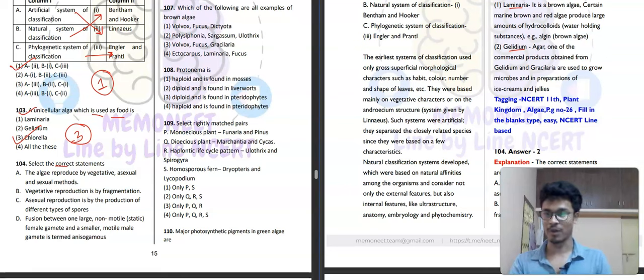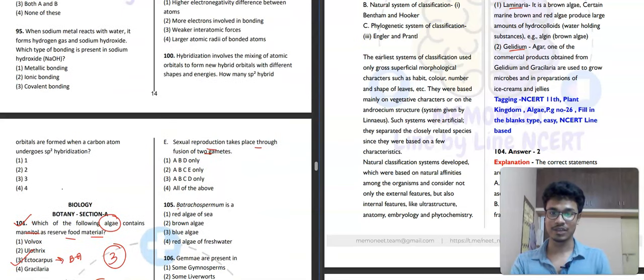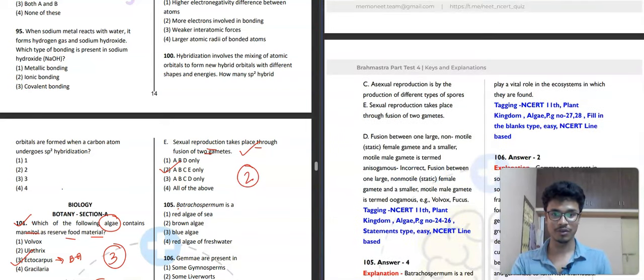Let's go through the statements one by one. Algae reproduce by vegetative, sexual and asexual methods. Yes, it is absolutely correct. Vegetative reproduction of algae is done by fragmentation. It is also correct. Asexual reproduction is by the production of different types of spores. Absolutely correct. Now, fusion between one large non-motile static female gamete and a smaller motile male gamete is termed anisogamous. This is absolutely wrong. This is oogamous. That's why this will be incorrect. And sexual reproduction takes place through fusion of two gametes, which is absolutely correct. So A, B, C, E are the correct answers. The second option will be our correct answer. Now moving towards the next question, 105.